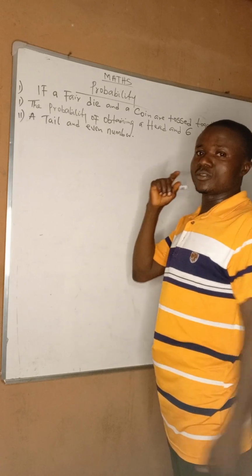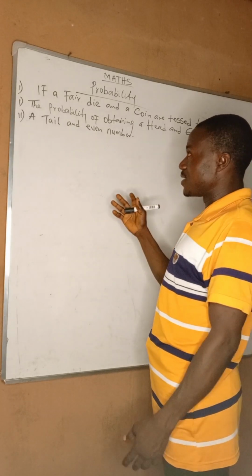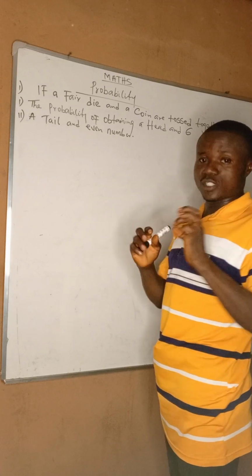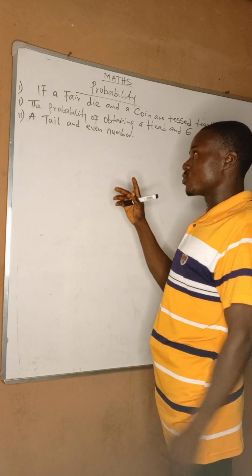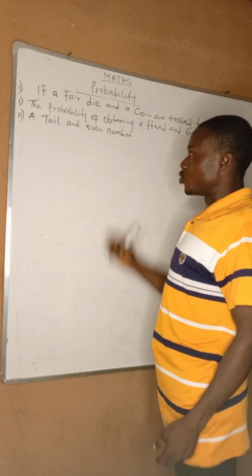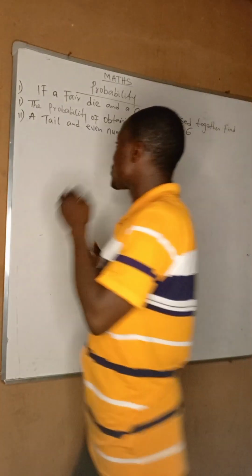So this question, before we can answer it, we must draw a sample space to show the number of possible outcomes. If not, we cannot get this question solved. So to that effect, let's start solving it. Solution.